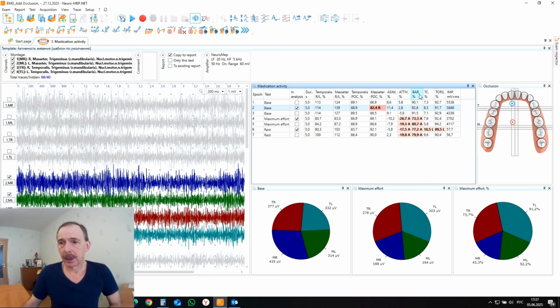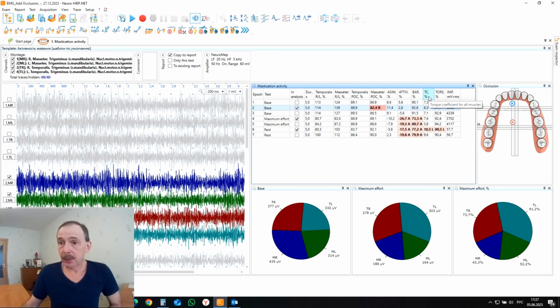Next is the BAR coefficient. This coefficient is called the muscular center of gravity, also posterior anterior. But for this value, there is already a norm, and it is considered that the value should be more than 90%. If it is less than 90%, we write anterior or posterior, depending on the direction in which it shifts.